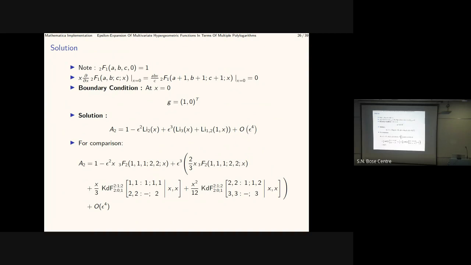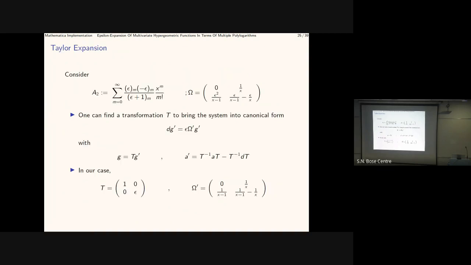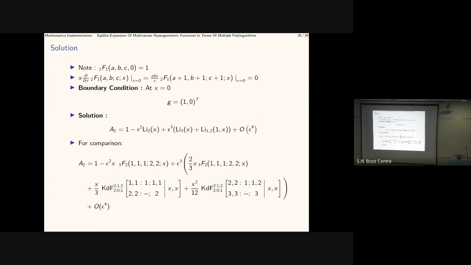And it turns out that this function has a series expansion in terms of polylogs as 1 minus epsilon squared times polylog 2 and so on. For comparison, I have posted the previous expansion, where all these complicated looking 3F2 are reduced to polylog 2, and all the KdF and combinations of KdF and 3F2 are now simplified to polylog 3 and polylog 1. So this is the simplification of the final answer.